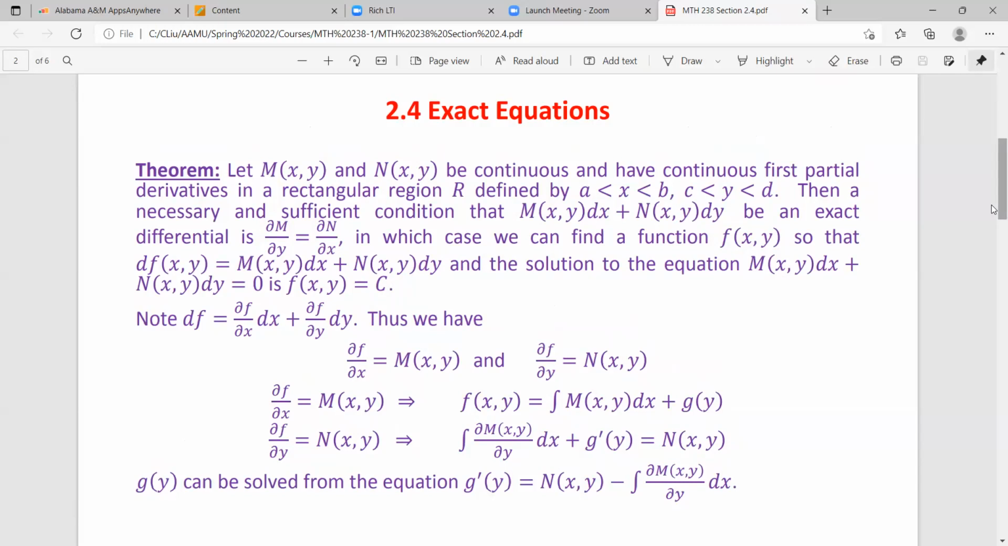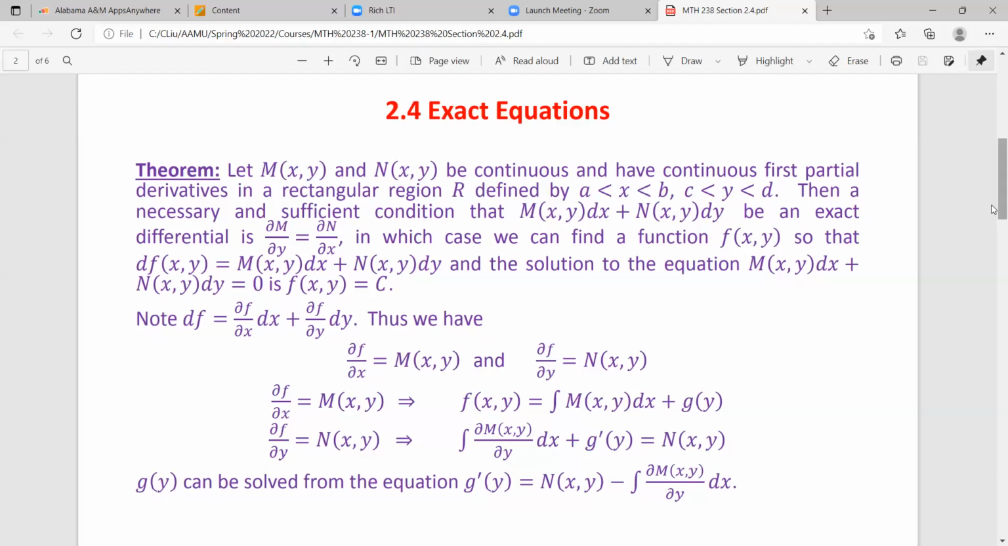Okay. So let M and N be continuous and have continuous first partial derivatives in the rectangular region R defined by a less than x less than b, c less than y less than d. So basically M and N are continuous, and the first partial derivatives are continuous. Okay.